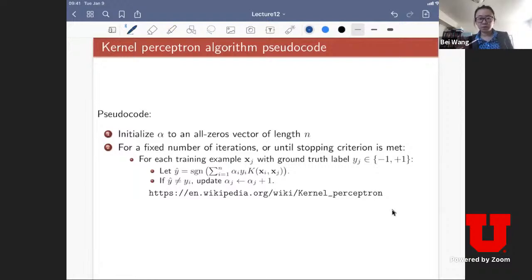The pseudocode looks exactly the same with a minor modification compared to the classic perceptron algorithm, right? So first of all, I'm going to initialize this weight to all zero. And then for a number of fixed iterations or until some stopping criterion, for every single training point with a ground truth label, I'm going to look at what its prediction is. But now the prediction is based on my kernel function. And then if it's not matching the true label, then I'm going to update this mismatch counter, right? Remember, alpha is how many times it's misclassified, okay? And then you keep doing this until it converges, okay?